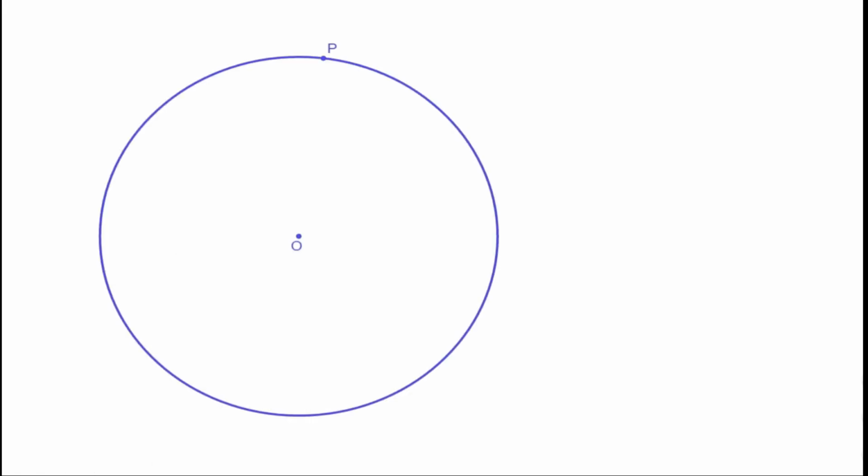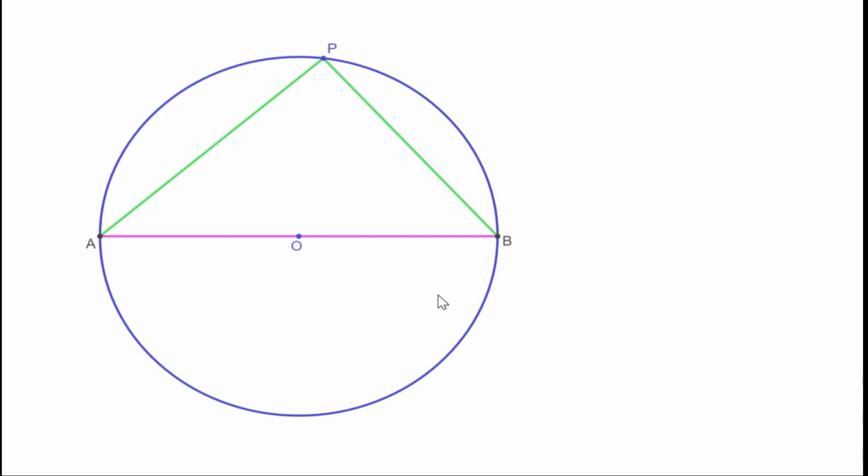Let me draw a circle at first and draw a diameter of the circle. Now join the ends of the diameter to a point on the circle like this. What type of an angle is angle P? In 8th standard, you have studied that angle P is a right angle. Let us prove it. O is the center of the circle. Let me join O to P.